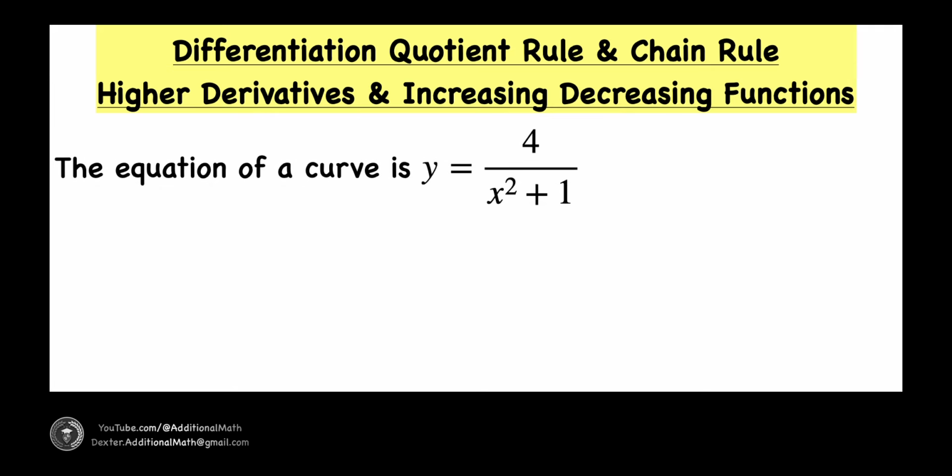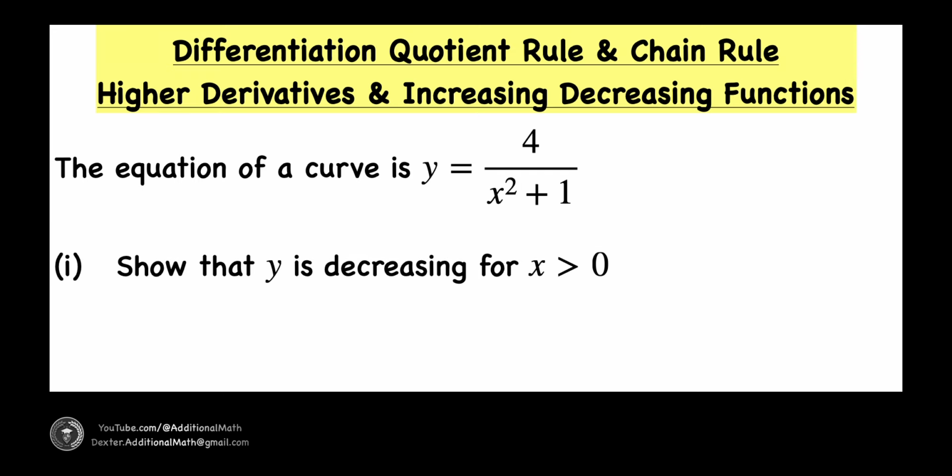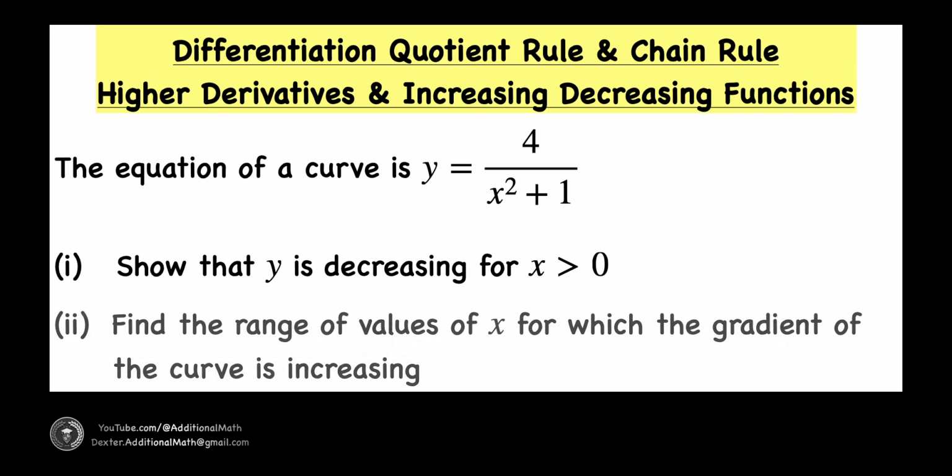The equation of a curve is given to be y equal to 4 over x squared plus 1. In part 1, show that y is the decreasing function for all positive values of x. In part 2, find the range of x for which the gradient of the curve is an increasing function. Pause to give this question a try, and when you're ready, keep watching to learn how to solve this problem.